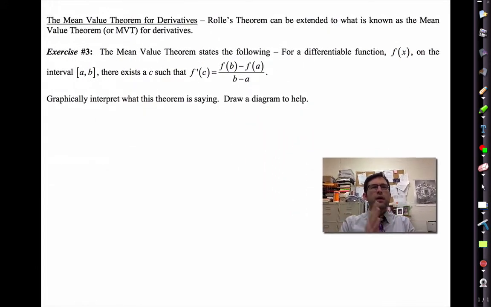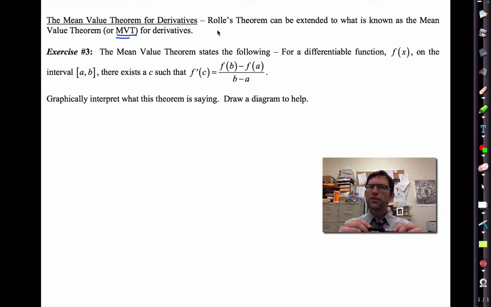The mean value theorem for derivatives, one of the most important theorems in all of mathematics. So important that you literally cite it using MVT, which is a bit confusing because earlier this year we had the IVT, the intermediate value theorem. This is now the mean value theorem for derivatives, the MVT. Let's take a look and see if we can interpret it.